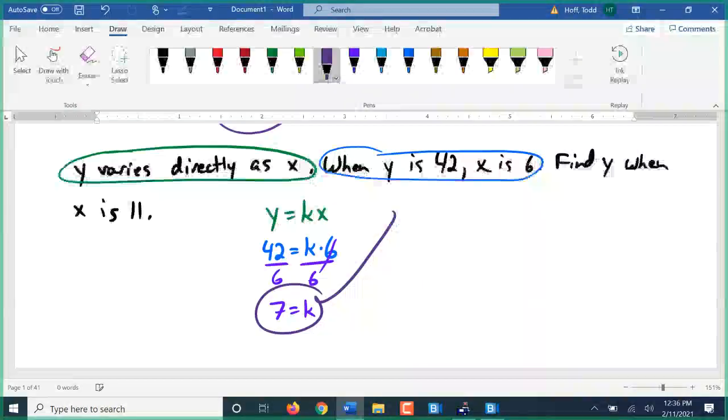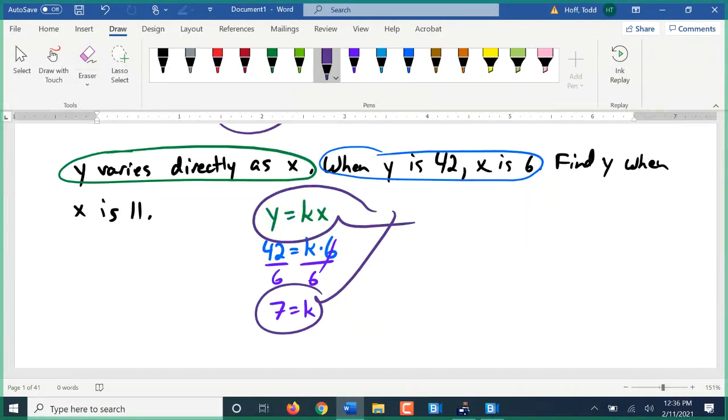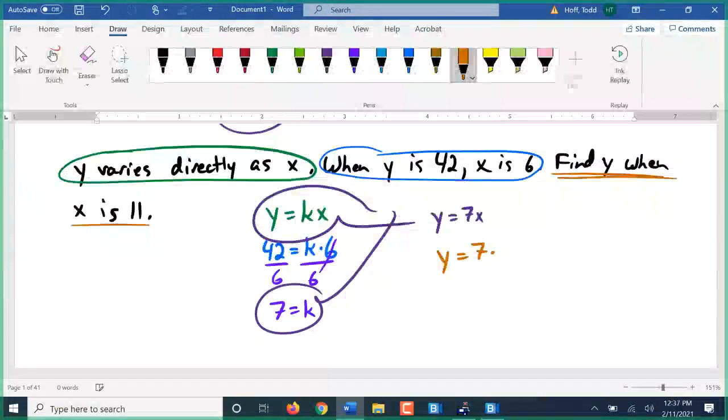Now we can use that to further define our relationship here. Y equals Kx becomes Y equals 7x. And then the problem further goes on, find Y when X is 11. So I put 11 in here for X. So 7x is 7 times 11, giving us that Y equals 77 when X is 11.